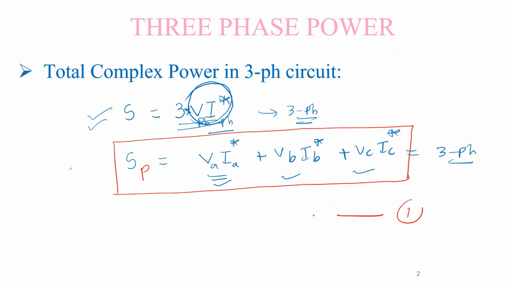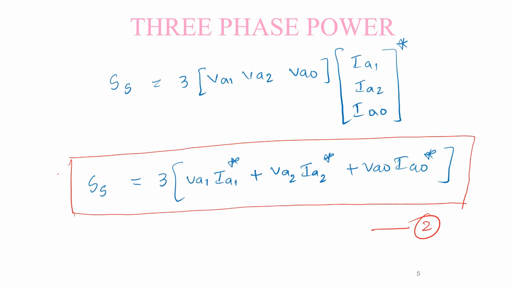Let us call this equation number 1. To calculate the complex power in an unbalanced system, we can use either this or the expression in terms of symmetrical components. Either can be used; it depends on the given data. Therefore, the power is invariant with respect to the symmetrical components. Thank you.